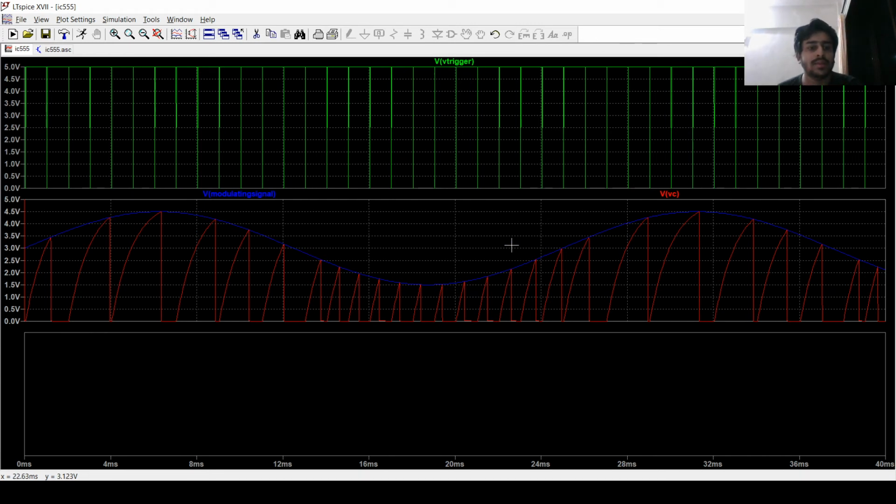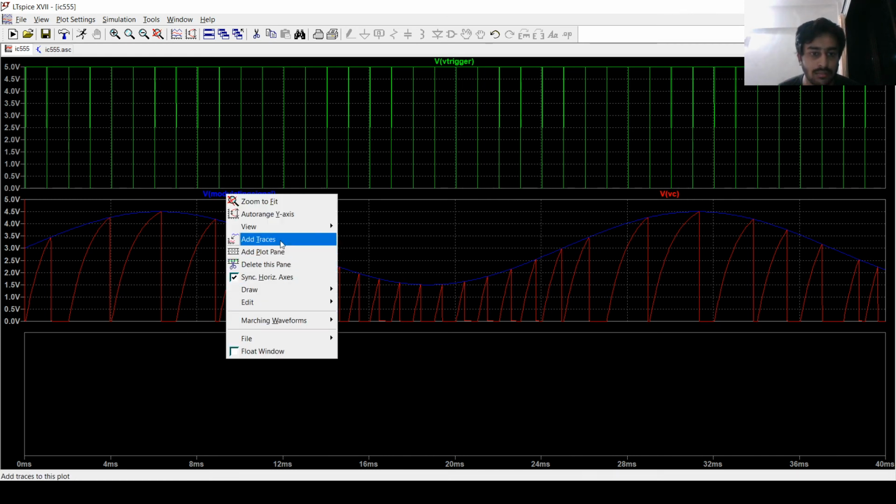So basically, when the IC 555 is used as a monostable vibrator, the capacitor starts charging towards plus VCC by 3 to VCC by 3, and discharges through this trigger circuit. But in this case, the capacitor starts charging towards the maximum value of the modulating signal, and as soon as the trigger pulse arrives, it immediately discharges, as you can see over here.